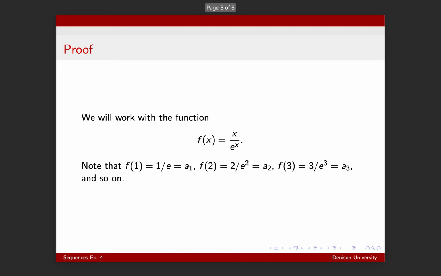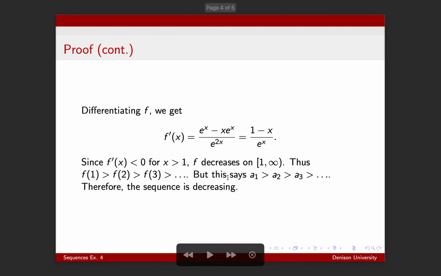But from our previous slide, we showed that f of 1 equals a sub 1, f of 2 equals a sub 2, and f of 3 equals a sub 3. So by saying f of 1 is greater than f of 2 is greater than f of 3, we're also saying that a sub 1 is greater than a sub 2 is greater than a sub 3. Therefore, the sequence is decreasing.